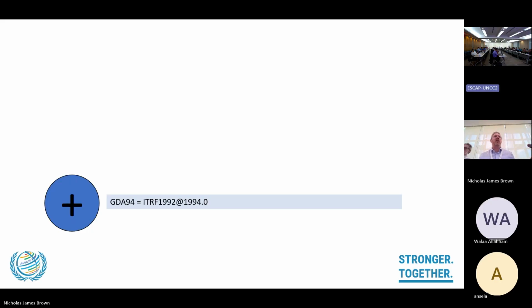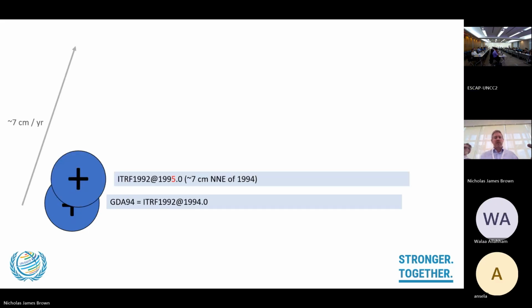So here's an example of how it looks. If you think about the old static datum, we had GDA 94. That was based on ITRF 1992 with a reference epoch of 1994.0. And then if you look at the 7 centimeters through time, if you re-recorded that ITRF 1992 at 1995, you get 7 centimeters of movement in that northeast direction.